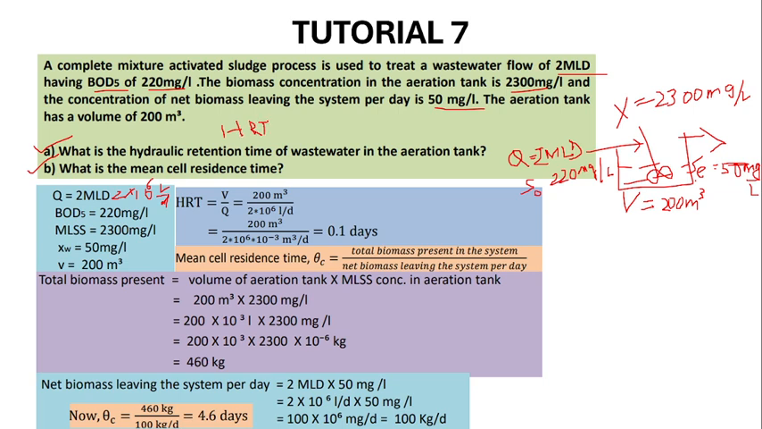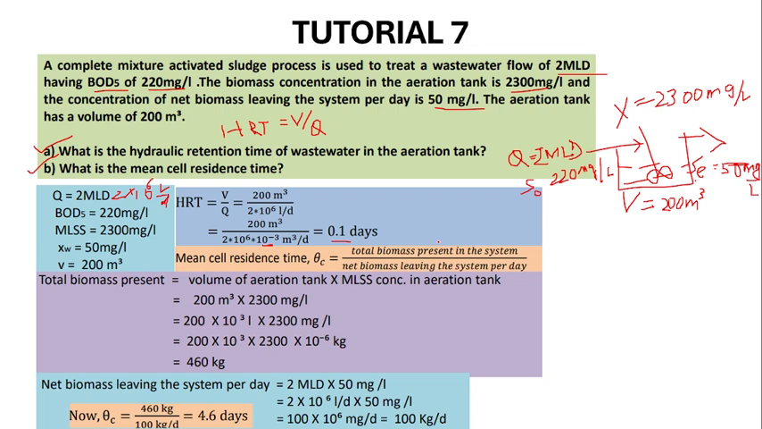Your HRT is given by the formula V by Q. Volume is 200 meter cube divided by Q, which is 2 into 10 power 6 liter per day. We have to multiply it with 10 power minus 3 to convert liter to meter cube. Now you will obtain the HRT as 0.1 days. And theta C is the mean cell residence time. It is given by total biomass present in the system divided by net biomass leaving the system per day.